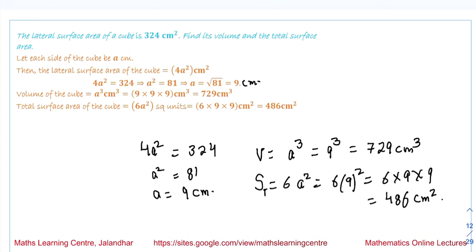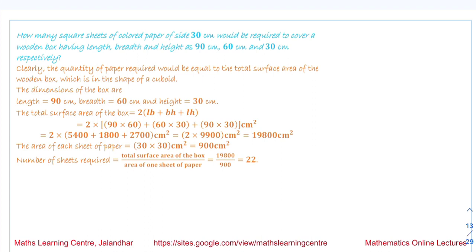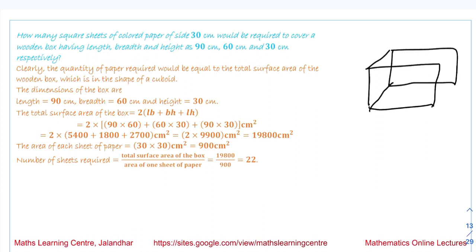The next question we have: how many square sheets of colored paper of side 30 centimeter would be required to cover a wooden box having length, breadth and height as 90, 60 and 30 centimeter. So we are saying we are having a wooden box over here and we have to cover the sides of this box with a colored sheet of paper whose sides are 30 centimeter and 30 centimeter. So we have to tell how many papers we require.